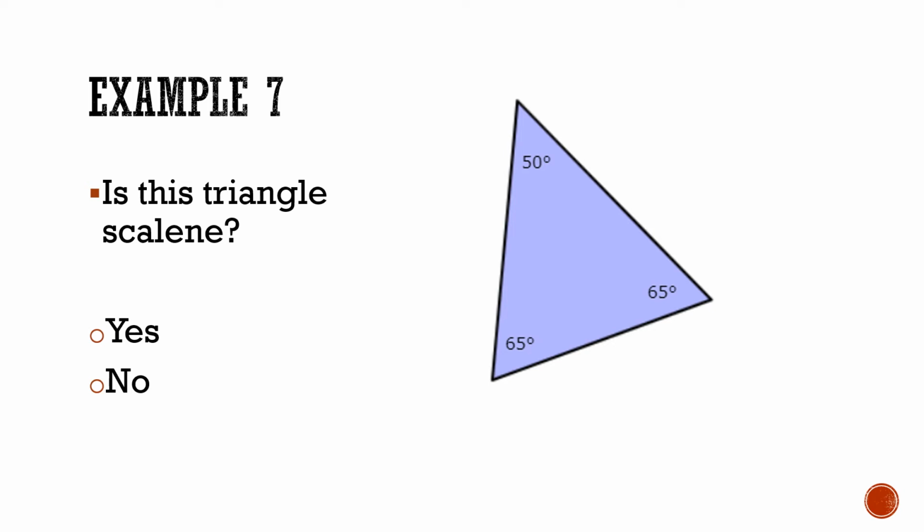Number 7, is this triangle scalene? So we have a 65-degree angle, a 65-degree angle, and a 50-degree angle. So if two angles are the same, then that means two of the sides are the same. However, scalene means all three sides are different. So for it to be scalene, all three sides being different, then all three angles would also have to be different. And they're not, therefore this is not a scalene triangle.